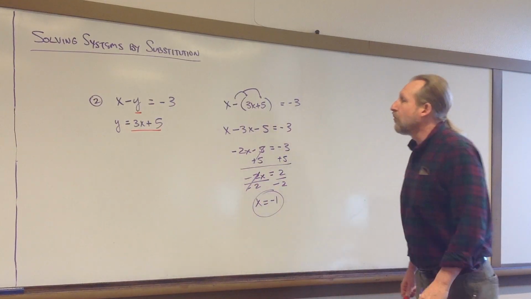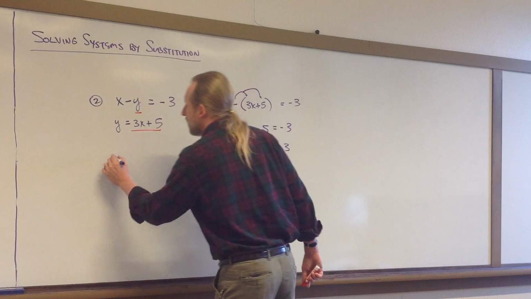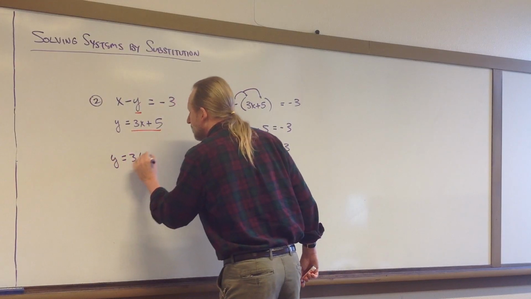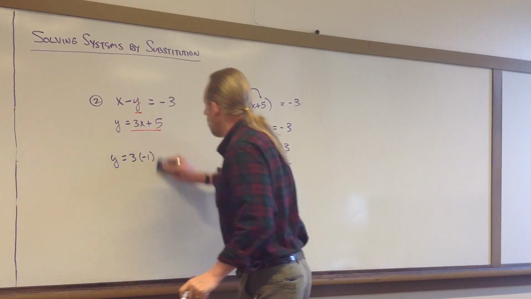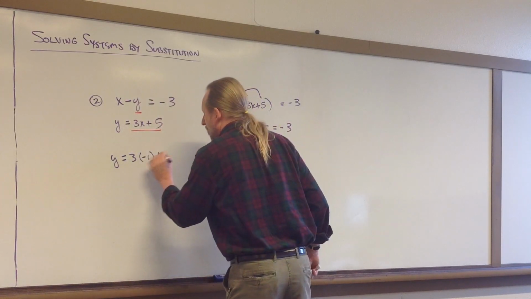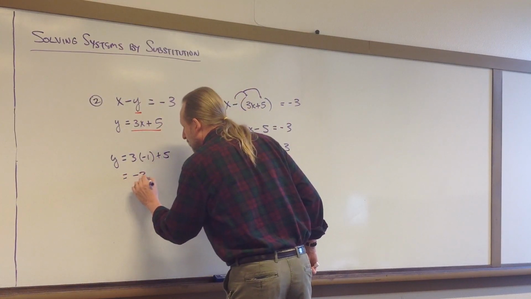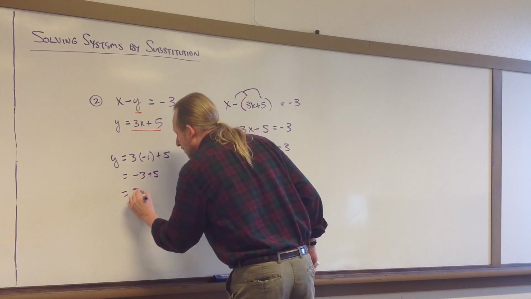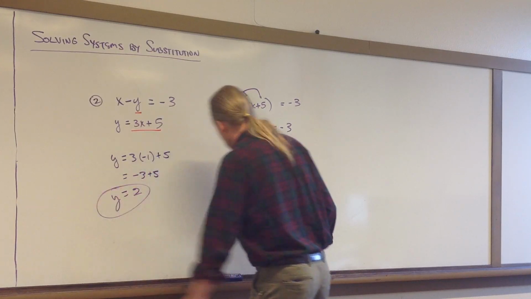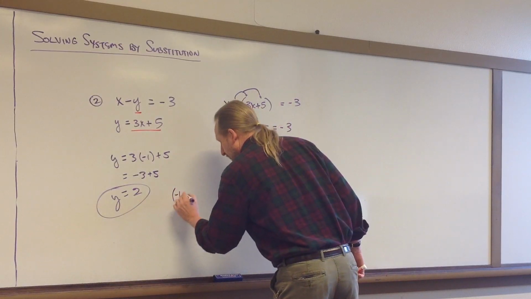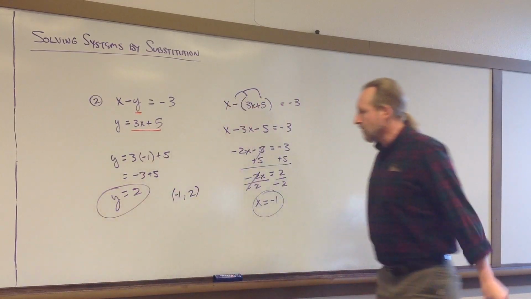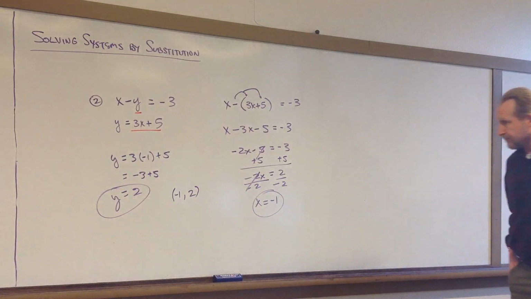And x is -1. And then we'll come over here and replace the x with -1. And so that'll be -3 plus 5. So y equals 2, x is -1. If we want to write this as an ordered pair, we can write it as -1 comma 2.